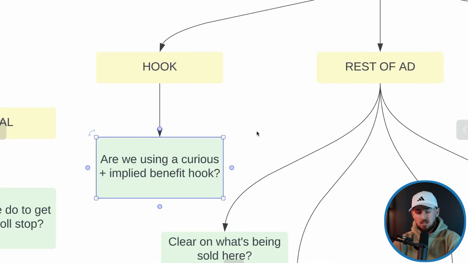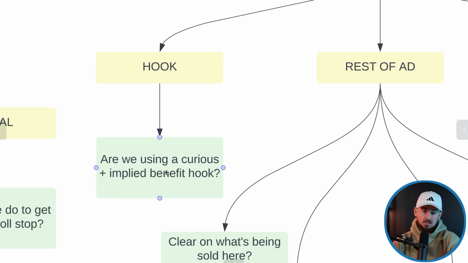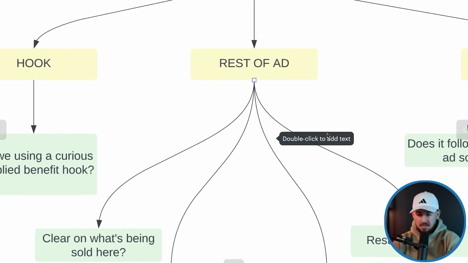Are we using a curiosity plus implied benefit hook? Maybe we're just making people curious, but we're not even applying any benefits, anything that says what it means for me if I read this particular ad. Sometimes too much curiosity can increase the hook power but lower the sales conversion power, because people are just curious, but you're attracting the wrong people and they don't want it. Okay.